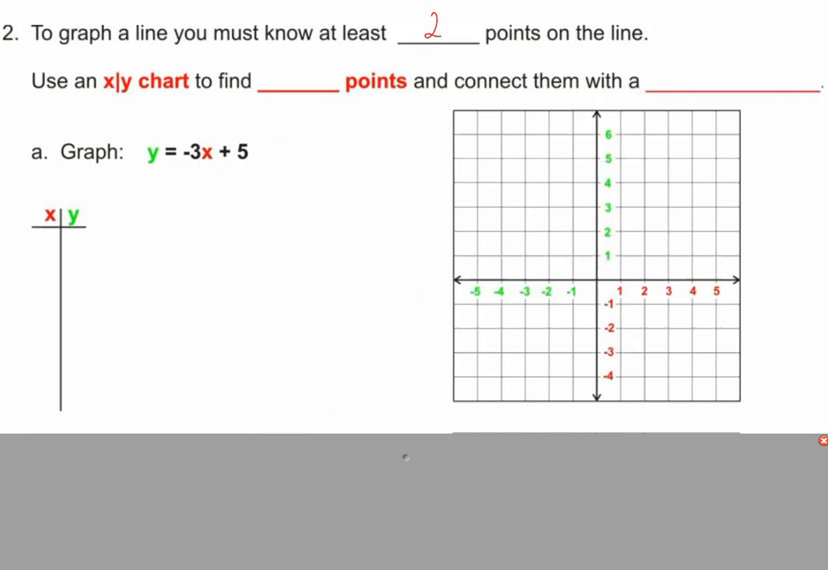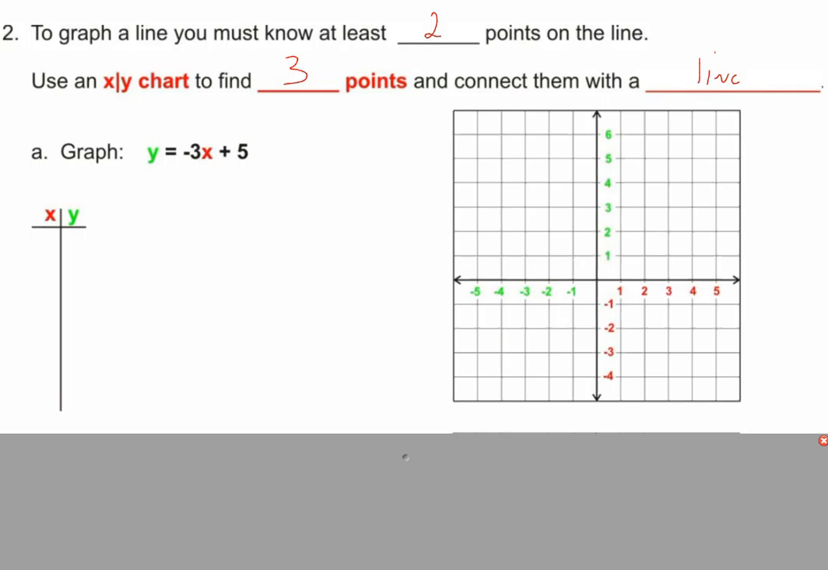However, when we do an XY chart, we want to find 3 points and connect those 3 points with a line. And I know some of you are already thinking, Mr. Scarfi, why do we need 3 points, man? Look at this free stuff. You just got done telling us any 2 points determine a line. And they do. So why do we need 3?